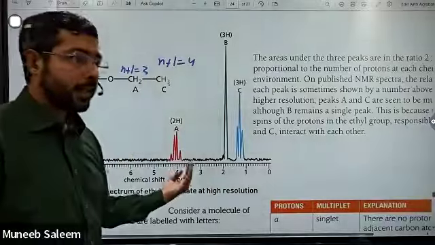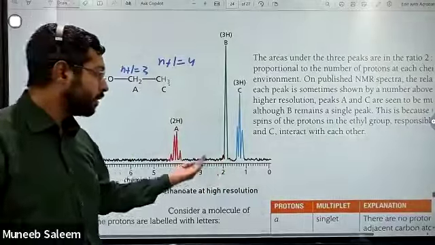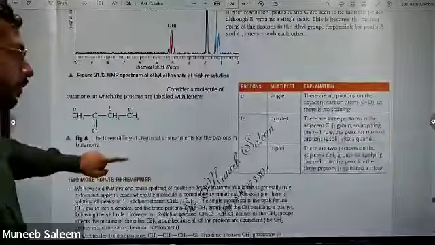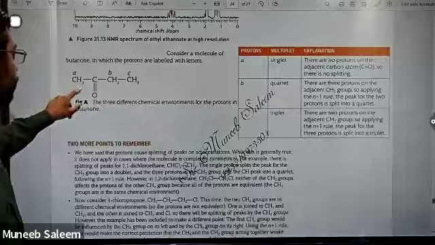Now at which chemical shift values are they present? That must be referred from the table. And this is also the same.